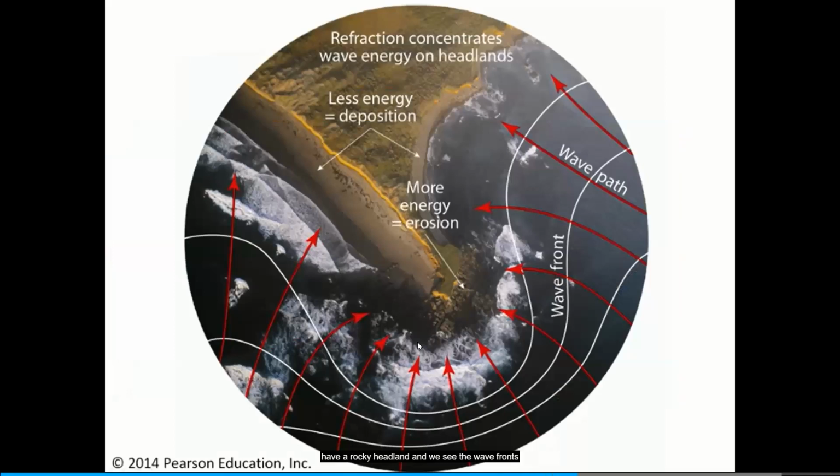Here's another example of this where we have a rocky headland and we see the wave fronts coming in. The red arrows show the wave path. You'll notice that there are big boulders exposed right here offshore of the headland, whereas right here there are sand deposits, and that's of course true over in this area as well. So my question for you is, why do we see different sedimentary particle sizes in these three different areas?